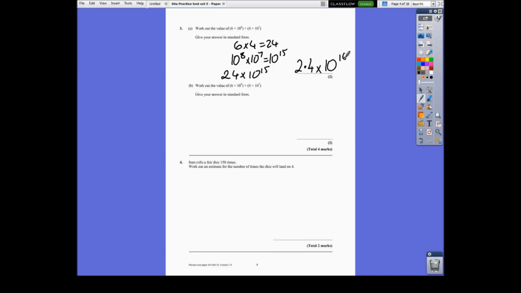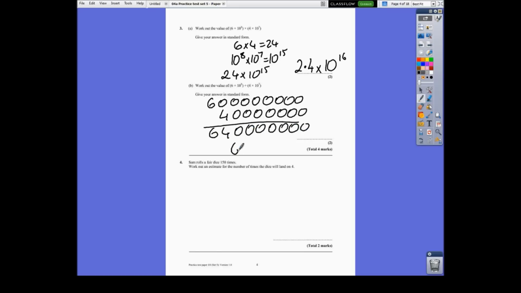Work out the value of 6 times 10 to the 8 plus 4 times 10 to the 7. Now, to do this one, we need to write it out in full as proper numbers. So 6 times 10 to the 8 will have 8 zeros on, and 4 times 10 to the 7 will have 7 zeros on. And if we add those together, we get 64 with 7 zeros, so 640 million, which will be 6.4 times 10 to the 8.